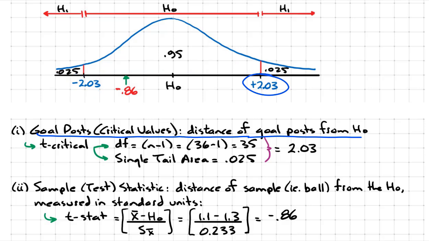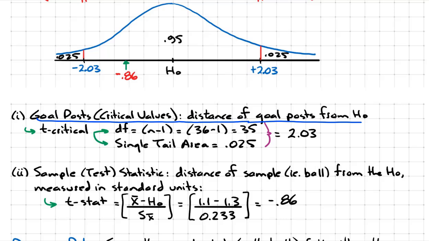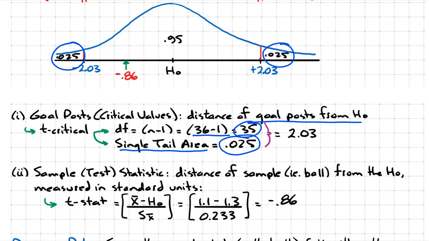And since we're using a t distribution, to get the critical values for t, we need to specify two things. One is degrees of freedom, which is n-1. So in this case, that works out to 35. And then we have to specify the single tail area. So it doesn't matter which tail you're looking at. In both cases, it's 0.025. So now I'm going to take you to the t table. We're going to look for these parameters, 35 and 0.025, and see what the t critical value would be. In other words, how far the goalpost would have to be from the null.